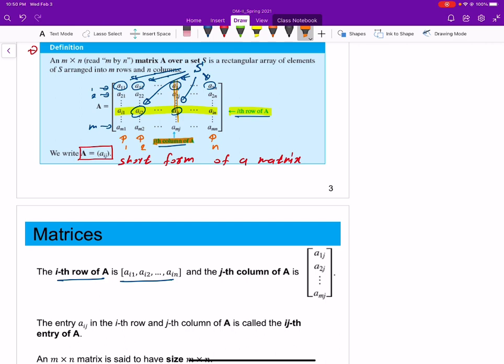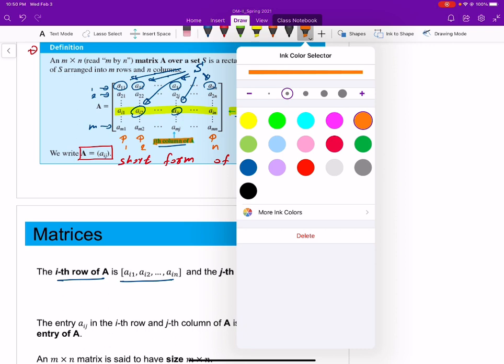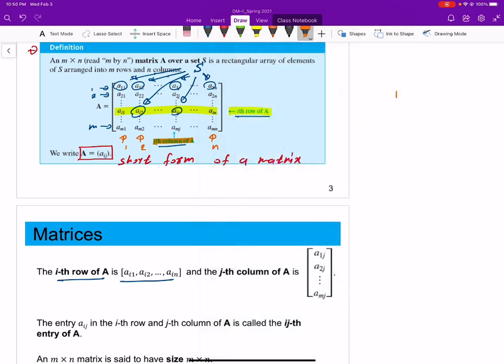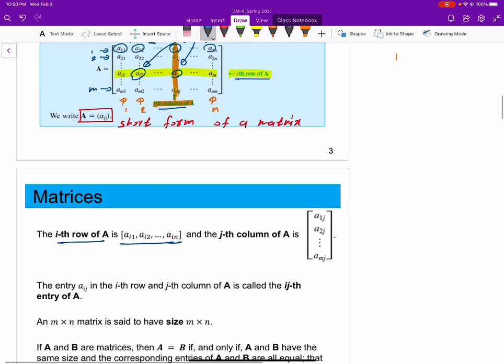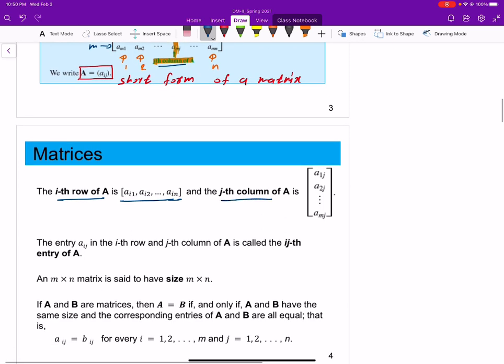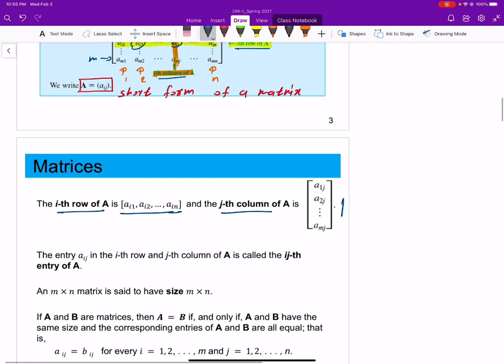Give me a second. It is hard to draw below. I will draw like this. So that is the jth column. You see that this is the ith row, which is marked in yellow, and the jth column is the one marked in orange.